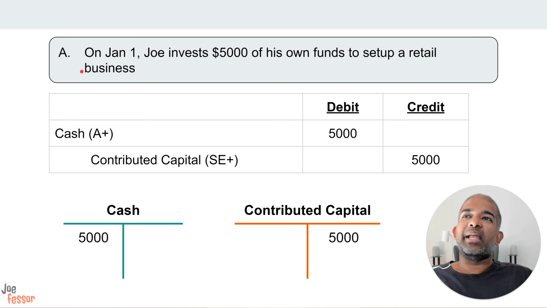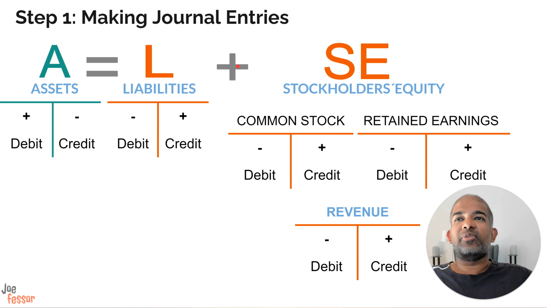Let's look at transaction A. On the 1st of January, Joe, who is the founder of the business, invests $5,000 of his own funds to set up a retail business. So Joe is investing 5,000 of his own funds. So stockholders' equity should obviously go up by 5,000, and the business now is in possession of $5,000 of cash. So cash should also go up by $5,000. If you go back to the framework, cash goes under assets. So the cash account should be debited by $5,000, and stockholders' equity should be credited $5,000.